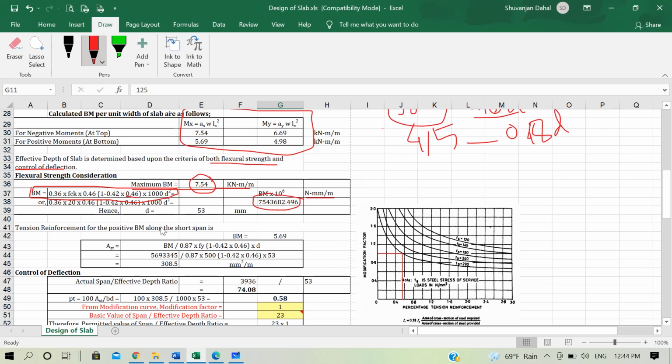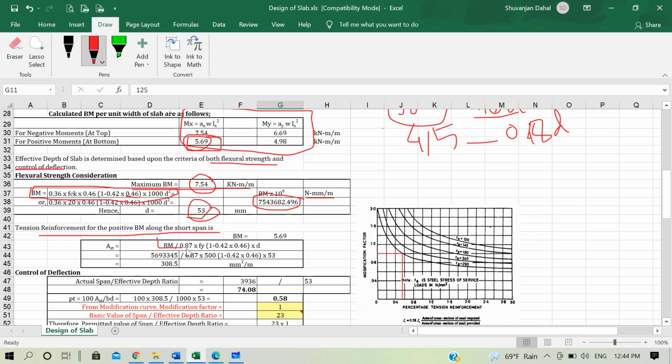Now let us check for reinforcement using this value of effective depth for the positive bending moment along the short span. See here, we have positive bending moment along the short span, 5.69. If you remember the previous video lecture on code provisions, we saw that most of the moments in our two-way slabs are transmitted in the shorter direction from the middle of the slab. Hence, the moment in the shorter direction is always larger than that in the longer direction. So using this value of effective depth, we check for the tension reinforcement for positive bending moment along this short span. We have the bending moment 5.69.